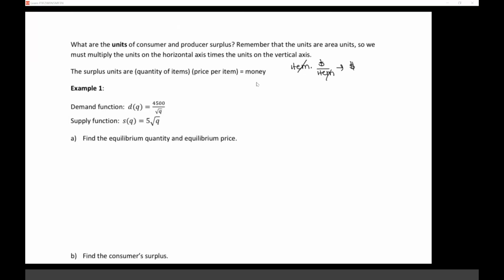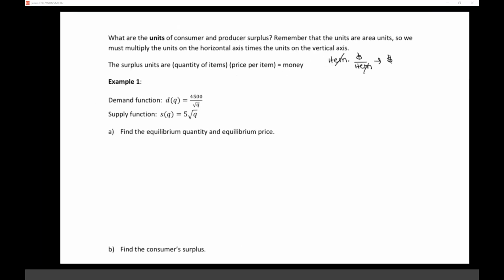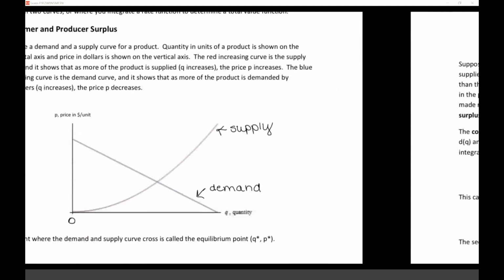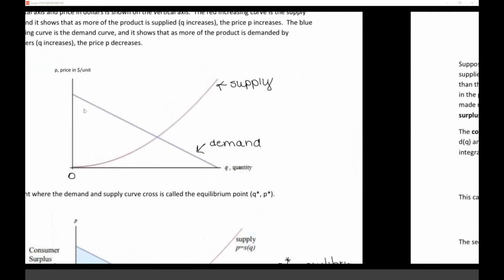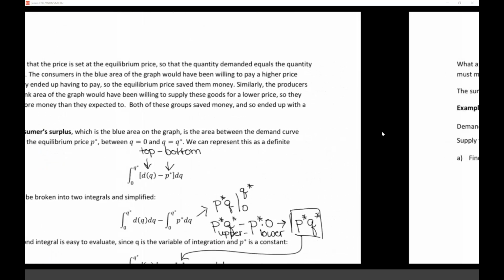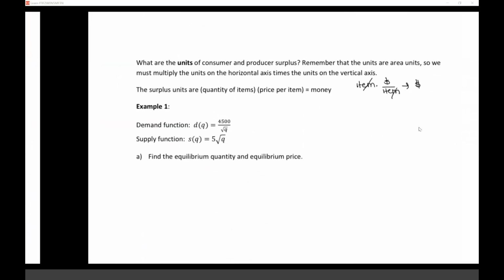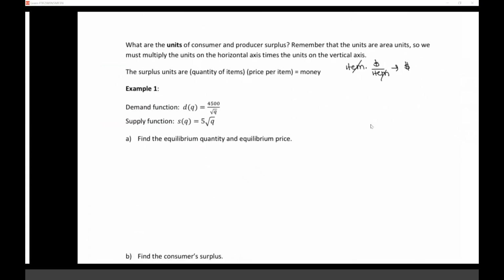If you're ever concerned about what the units are on a definite integral, go back and look at your graph, and take a look at what's on each of these axes. This is in dollars per unit, and this is quantity in units. So your area would be the price units times the quantity units. Unit cancels out, and you wind up with dollars. Again, that's important to remember, particularly when you're talking about an applied problem.